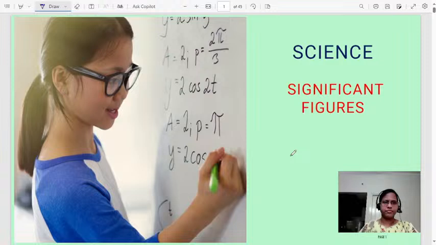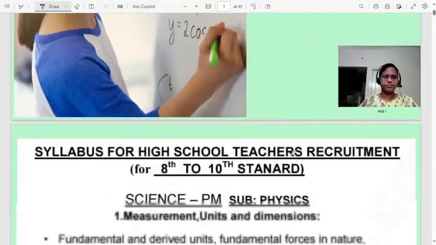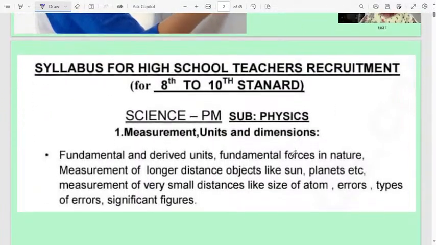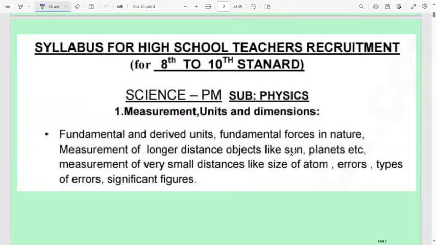Now I am going to discuss the topic. The subject is science, the topic is significant figures. This is the first unit in the science HSTR syllabus, according to the syllabus for high school teachers requirement, 8th to 10th standard science. The first topic will be measurement, units and dimensions.